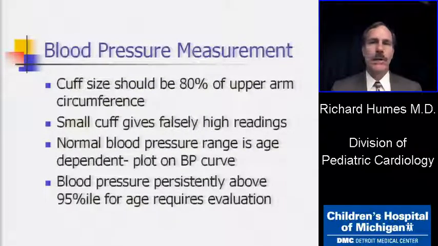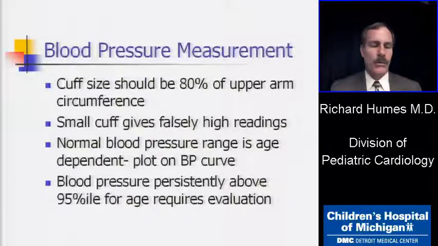The first and most basic issue is blood pressure measurement, and there are some simple points that we want to make about blood pressure measurement. The first is that you need to choose the proper cuff, and the cuff size should be about 80% of the upper arm circumference. If you use a too small cuff for a patient, this will tend to give falsely high readings, particularly of the systolic pressures.